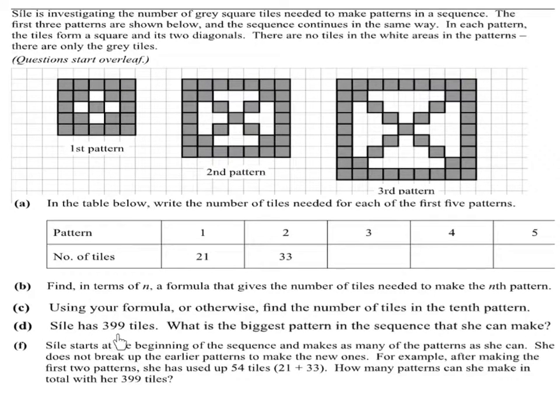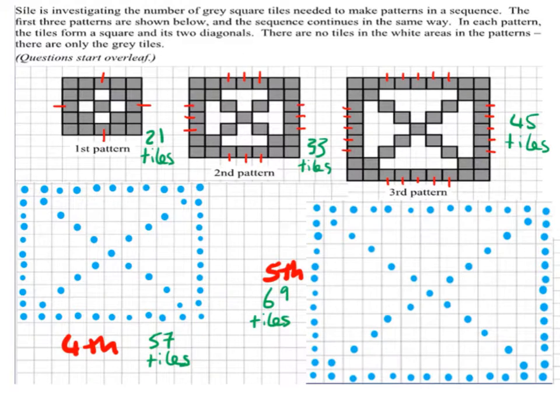D. Sheila has 399 tiles. What is the biggest pattern in the sequence that she can make? Sheila starts at the beginning of the sequence and makes as many of the patterns as she can. She does not break up the earlier patterns to make new ones. For example, after making the first 2 patterns, she has used up 54 tiles, 21 plus 33. How many patterns can she make in total with her 399 tiles?